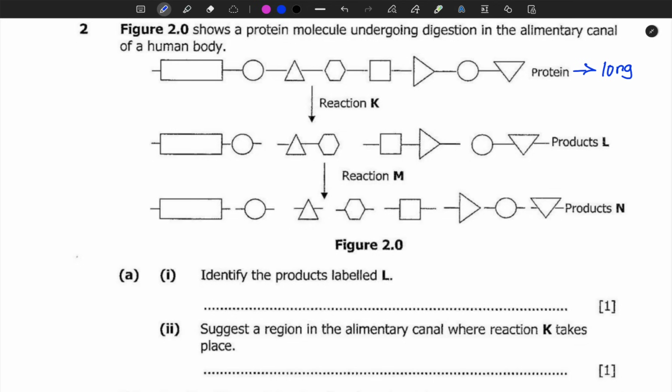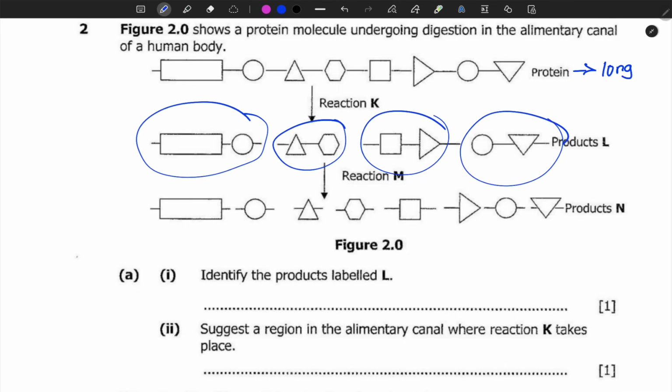So this long molecule of protein underwent reaction K, and it first breaks into two. You can see we have 2, 2, 2. And you need to understand whenever you see a 2, it simply means we have what we call di. If there was a 3, 3, then we would have said tri. Then here we have 1, 1. So 1, 1 means mono.